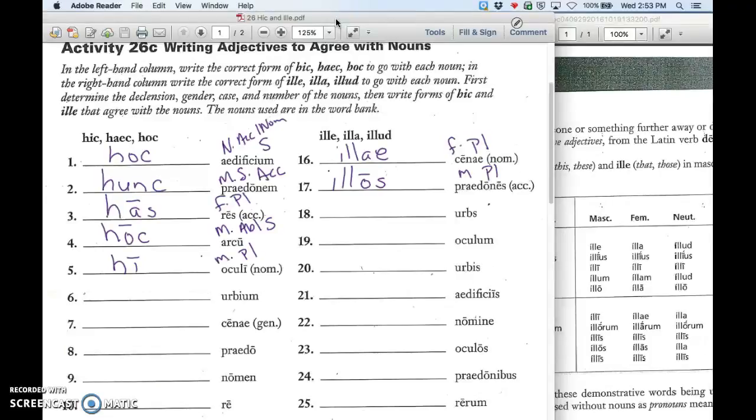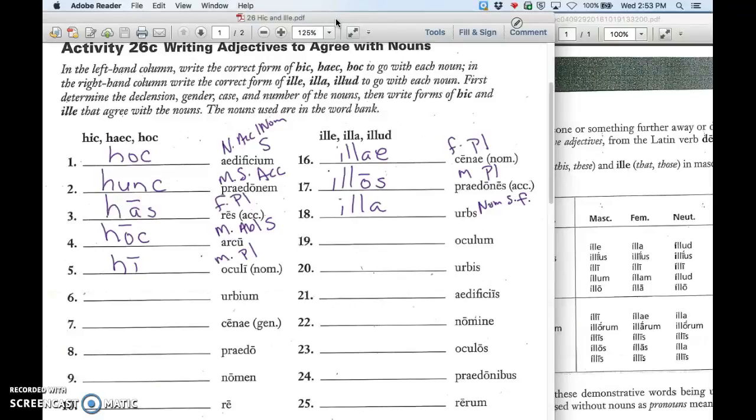Then we have urbs. You remember the word for city, it's a third declension word, and urbs is actually nominative, singular, and this word city is feminine. So nominative, singular, feminine, we're going to go with illa.